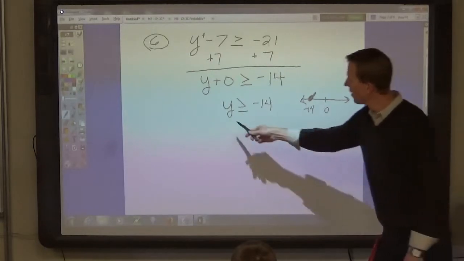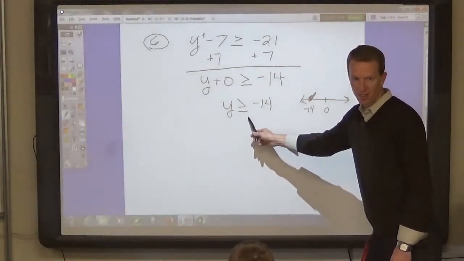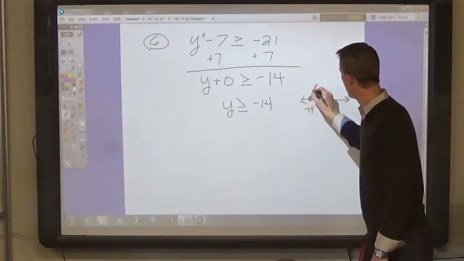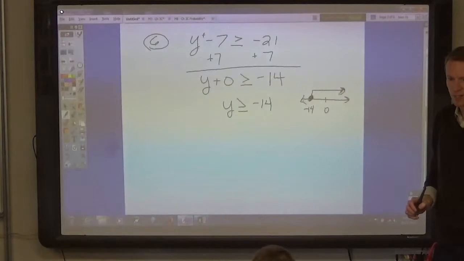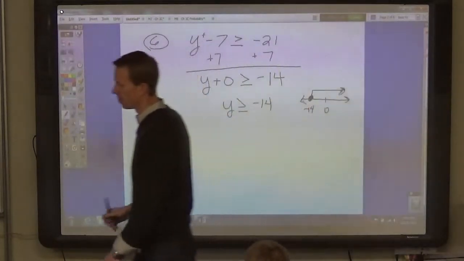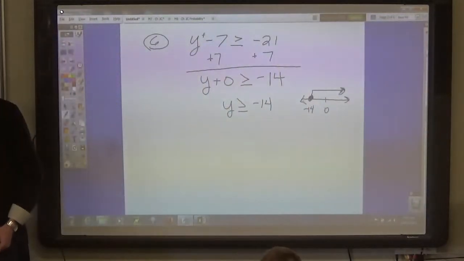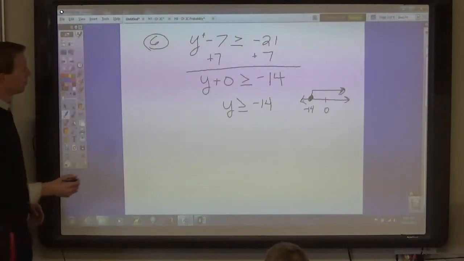And what is y? It says y is greater than or equal to. So we shade to the right. Any questions? Any questions on this? Go to the back side. Do number 8.